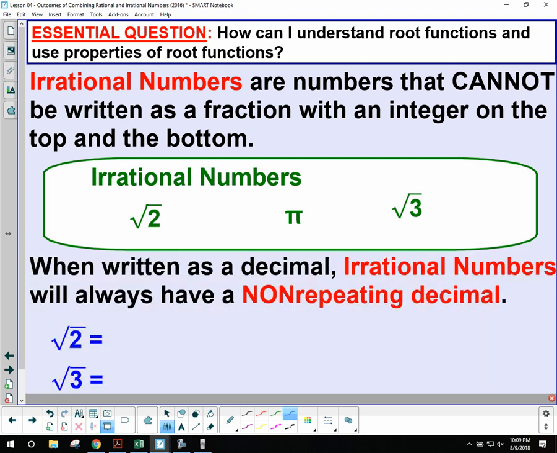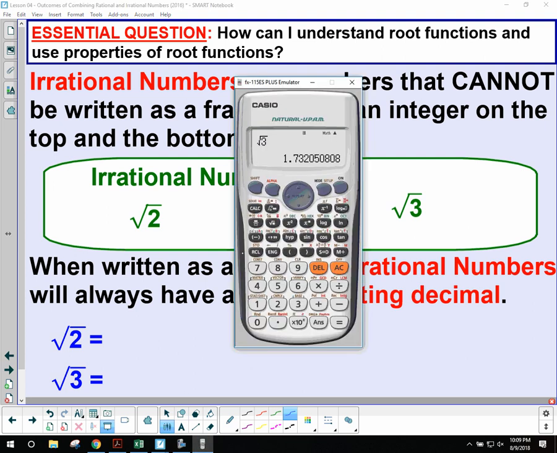When written as a decimal, irrational numbers will always have non-repeating decimals. So as we just showed you, root 3 would be this long number. It goes on and on forever. Granted, the calculator is limited, so it's probably rounding this 8 from something, or probably didn't need to round it at all. And the same thing for this root 2. The calculator is limited, but it goes on and on forever. And again, this 2 could have been rounded up or not at all, because I don't know what that next decimal is. Okay?